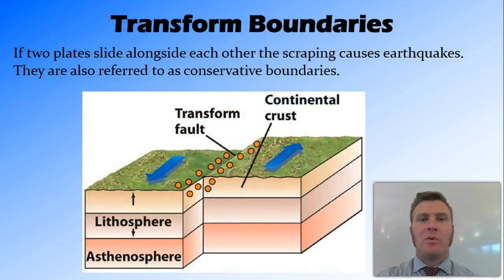The last type of boundary we're going to look at are transform boundaries. The transform boundaries occur when two plates are neither moving away or towards each other, but scraping past each other. So this again causes earthquakes because it's two big lots of rocks scraping each other, so the pressure build up and release will cause earthquakes. However, it won't destroy or create any new crust. And for this reason, these types of boundaries are also referred to as conservative boundaries.